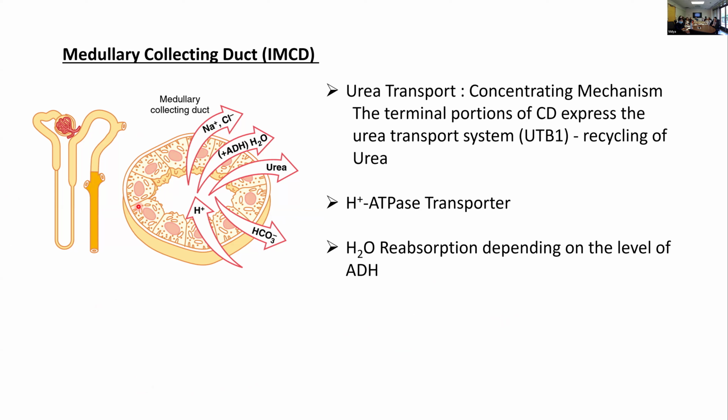And the hydrogen and bicarbonate exchange also happens in this region. So this is important for the acidification of the urine. The final urine is at a pH of 6, and this bicarbonate and hydrogen ion exchange helps for that. And here also the water reabsorption occurs under the influence of the antidiuretic hormone, which promotes the expression of the aquaporin channels.